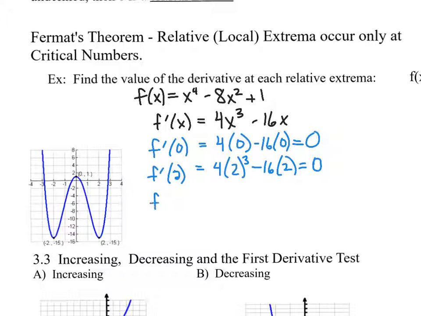And lastly, let's take the derivative at negative 2. So we're going to say 4 times negative 2 cubed minus 16 times negative 2. So 4 times negative 8 is negative 32. Negative 16 times negative 2 is positive 32. Adding those together, again, we get 0. So we can say that all three of these points are going to be critical points because the derivative is equal to 0 at each of them.